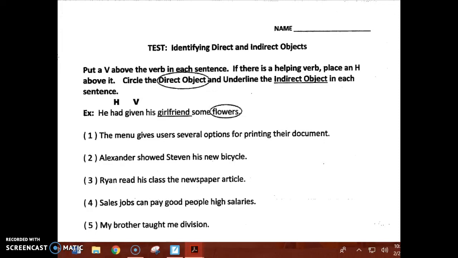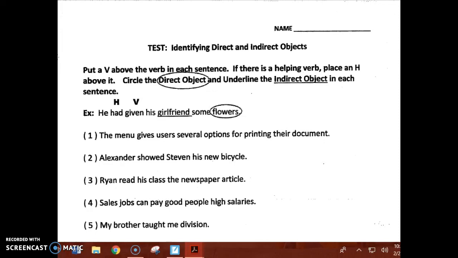The example is, he had given his girlfriend some flowers. Given is the verb, that's the action. Had is a helping verb. What did he give? He gave flowers. That's a direct object. Who did he give them to? He gave them to girlfriend. Remember, the indirect object is always between the verb and the direct object.